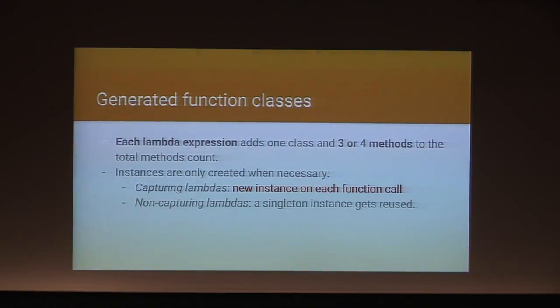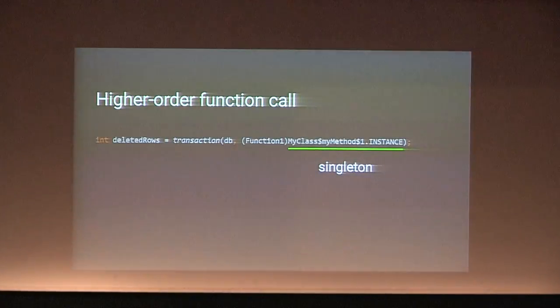But the good news is that the instances are only created when necessary. If you have a capturing lambda, which means a lambda that is accessing variables outside of the scope of the lambda, then there will be a new instance every time you call the higher order function. So there will be a new temporary object for the function, and then it's going to be garbage collected. But if you are using a non-capturing lambda, like in the example here, then a singleton instance of the function will be used and reused. Here is the bytecode representation of the method call, and you can see that we are actually using a singleton.